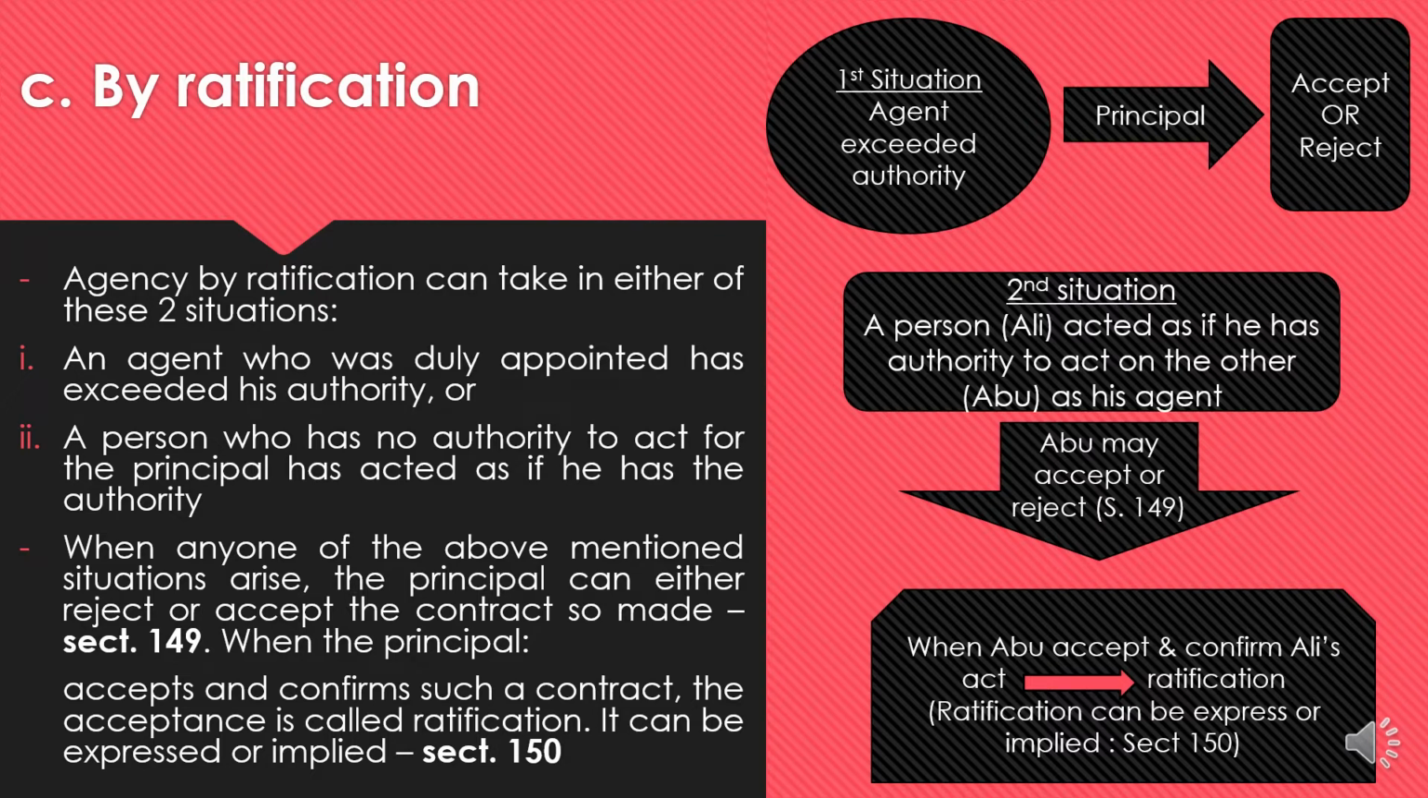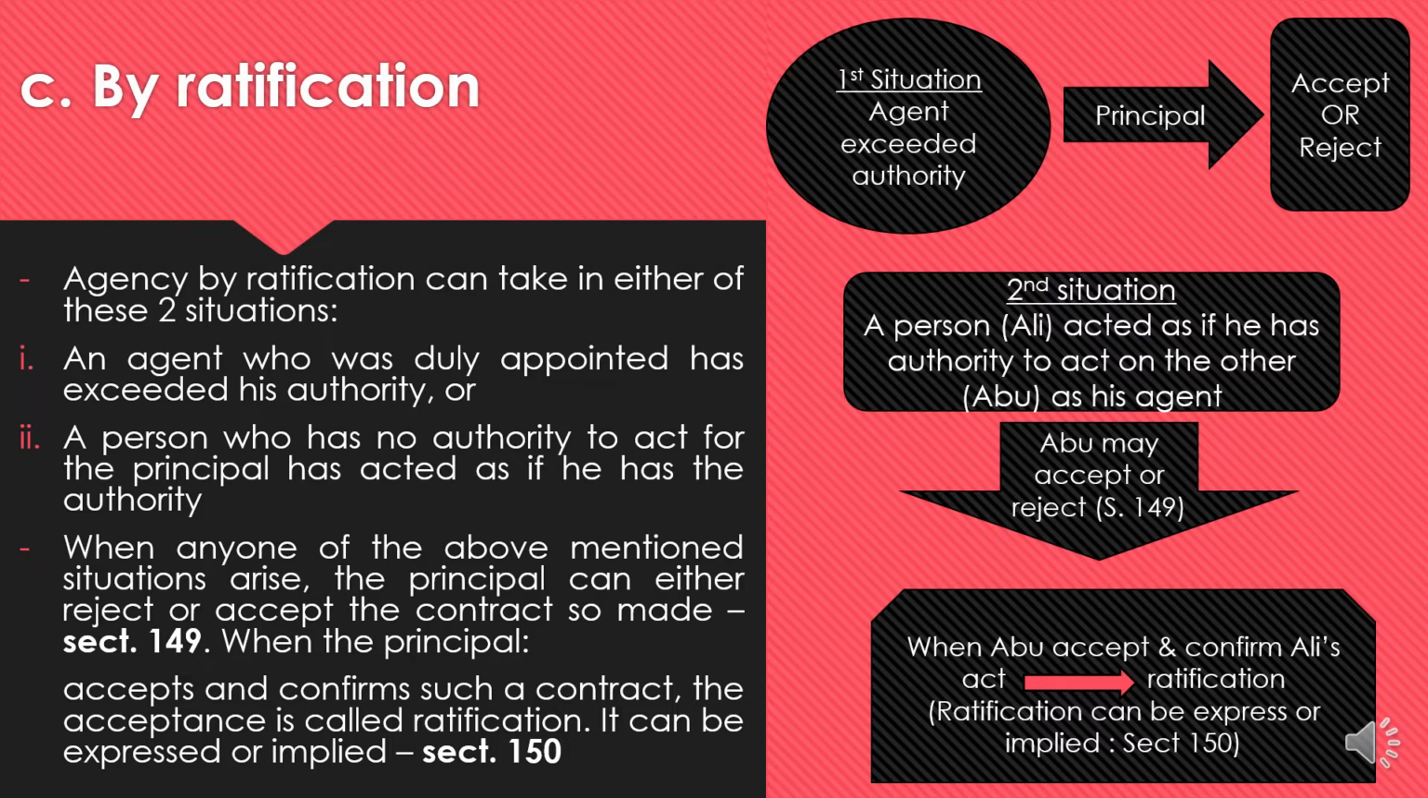Alright. That's why under section 149, the law gives the principal a chance whether the principal wants to reject or wants to accept. If the principal rejects, then all the costs must be borne by the agent. There is no more agency and principal if the principal rejects. If the principal accepts, section 150 says the principal can accept, implied or express. Okay, so if the principal accepts, this is what we call agency through ratification. Why? Because the principal actually ratifies the act of the agent. So in the first situation, the principal can accept or reject. If the principal accepts, it becomes agency by ratification.